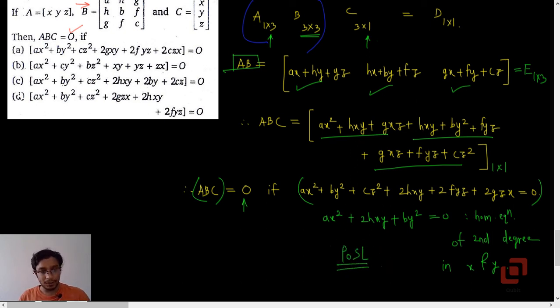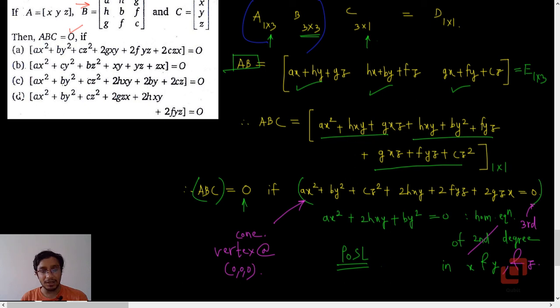So have you ever wondered, if we consider the homogeneous equation of second degree in X, Y and Z, what surface it might represent? That actually represents a cone, which may not be a right circular cone, but a cone in general with vertex at the origin.